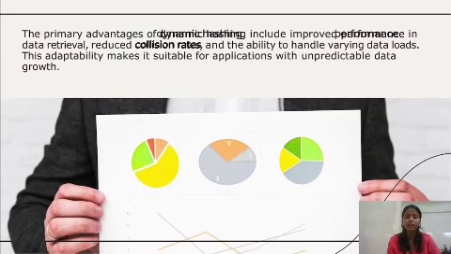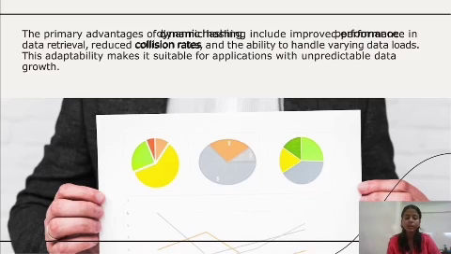So, the primary advantages of dynamic hashing include improved performance in data retrieval, reduced collision rates, and the ability to handle varying data loads. This adaptability makes it suitable for applications with unpredictable data growth.